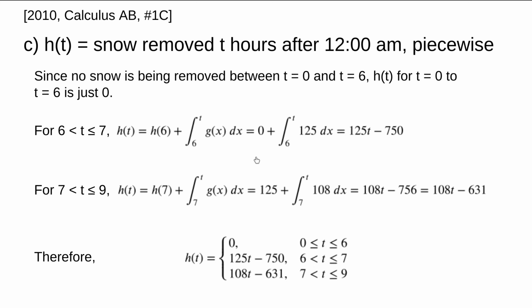So now we have the three parts of our piecewise function. H of t is equal to 0 whenever t is between 0 and 6 because no snow is being removed. H of t is equal to 125t minus 750 when t is greater than 6 but less than or equal to 7. And h of t is 108t minus 631 when t is between 7 and 9. So it's greater than 7, less than or equal to 9.